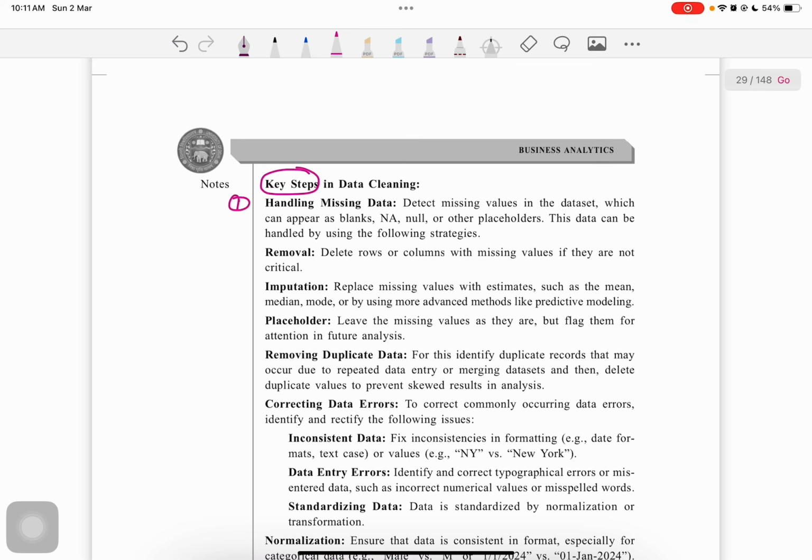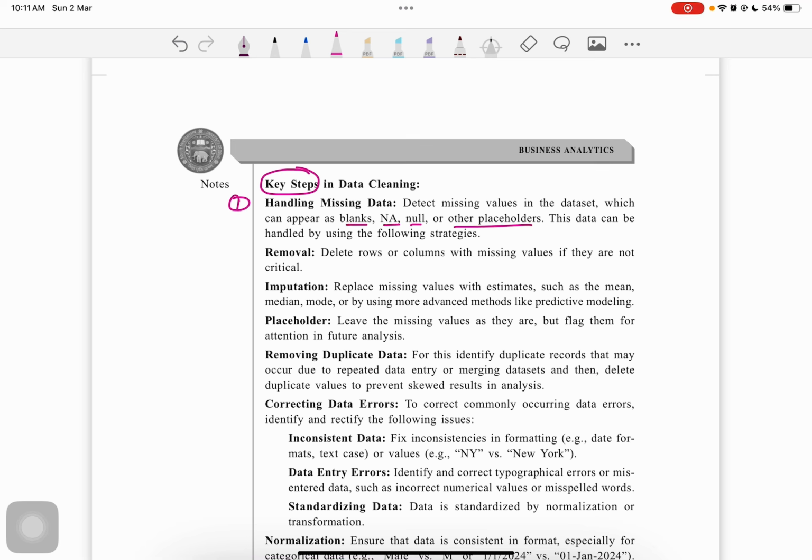Here also we have some key steps. Number one is handling missing data. If there are any blank cells, or anything that is missing, we have to detect that and remove it. It can appear as blanks, not applicable, null, or other placeholders.